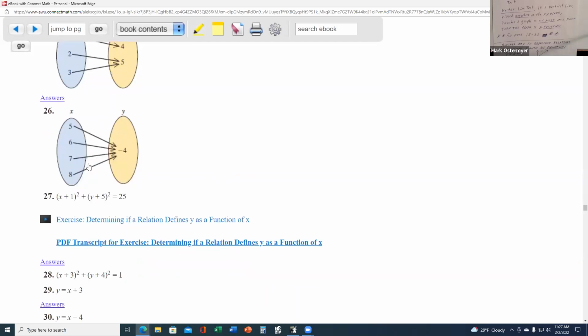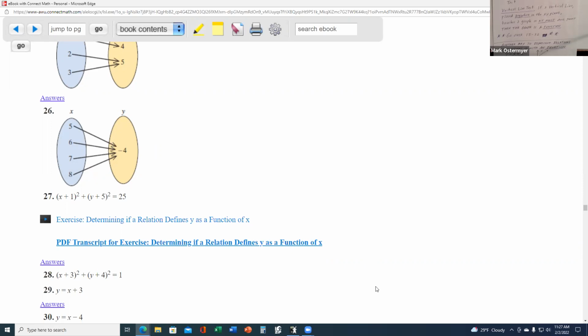Number 26, would it be a function, this relation? Yes, it would. All the y coordinates are repeats. They're all -4. We don't care if we have repeated y coordinates. It's just the x coordinates that cannot repeat if the relation is to be a function. This would be a function. 5, -4, 6, -4, 7, -4, 8, -4 would be the ordered pairs. And there are no duplicate x coordinates. That would definitely be a function.